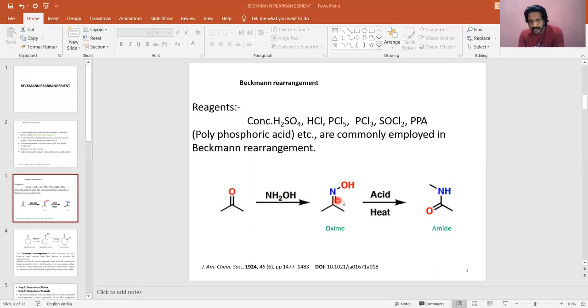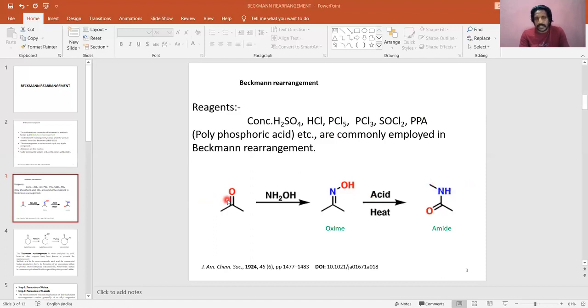This oxime upon treatment with an acid, and different types of acids can be used as catalyst: concentrated H2SO4, HCl, PCl5, PCl3, thionyl chloride, polyphosphoric acid. These are the different acids that can be used for conversion of oximes to amide. Look at the structure of the amide: R C double bond O NH R2. That means an amide derivative.